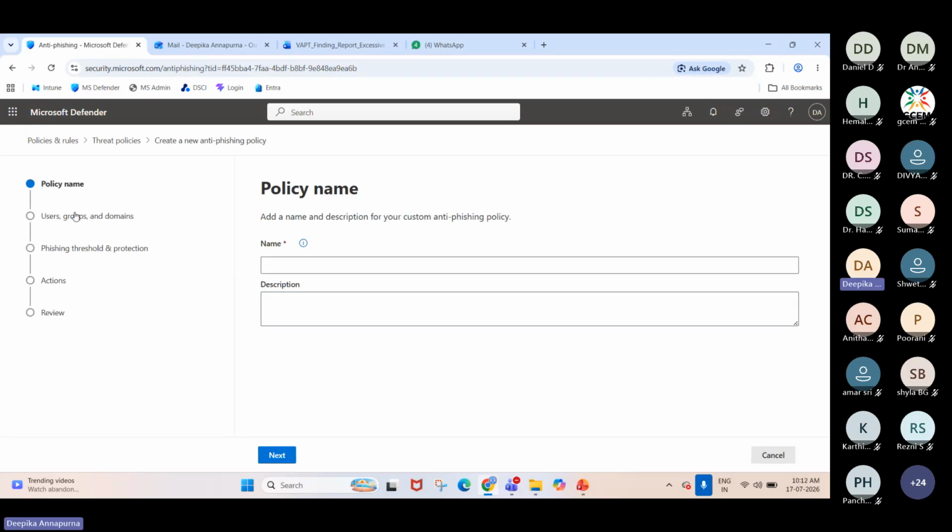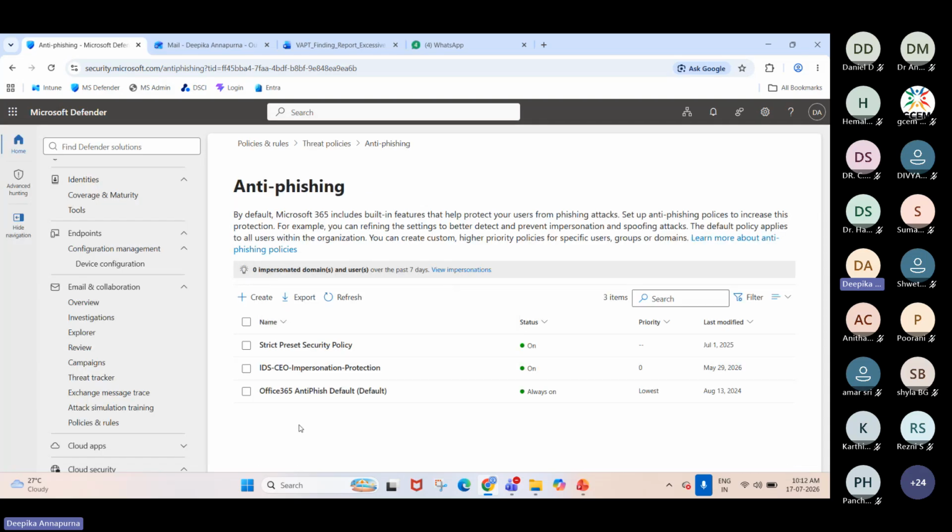Then we can add the users and groups which come under the policy and the phishing threshold and protection. What actions we need to do? What actions should be performed when it is identified as phishing? And we can go for the review. This is how it will go. We can create policies. How many policies? We can create any number of policies here.